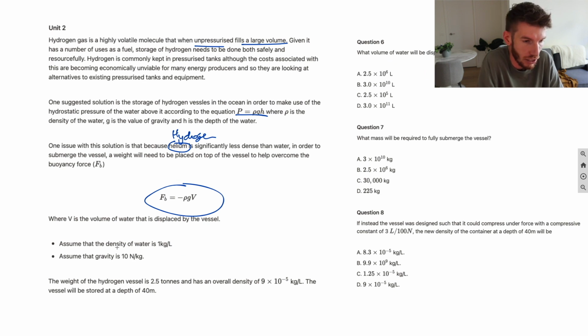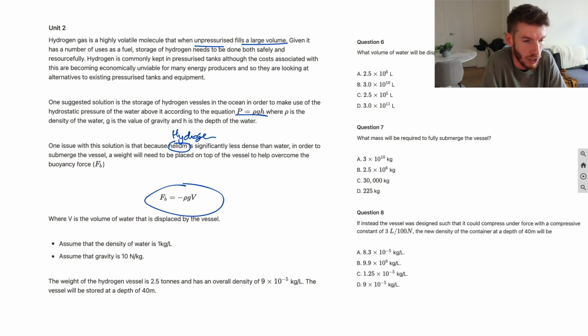And we've got a couple of notes here. So assume that the density of water is 1 kilo per litre as well, and assume that gravity is 10. They often use gravity as 10 because 9.8 is not going to be significantly different enough, and it just keeps the formulas a little bit more simple.